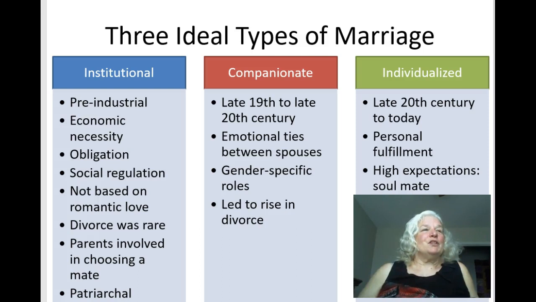Ideal types of marriage. We're going to be coming back to marriage later, but there were ideal types based on the historical component. Pre-industrial, it was a necessity. It was a social regulation. It wasn't built on romantic love. Divorces were rare and they were very difficult to come by.